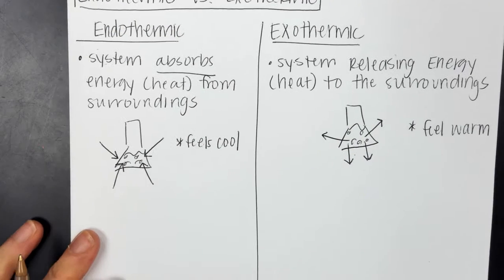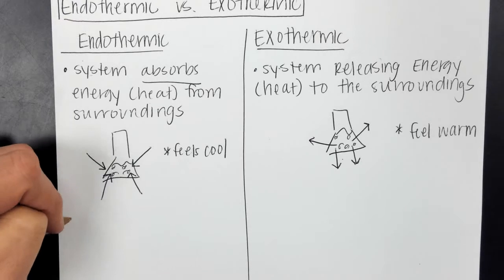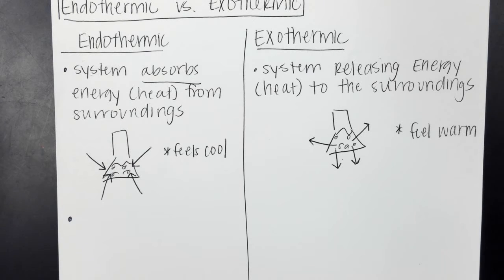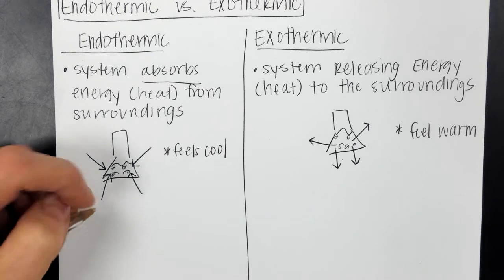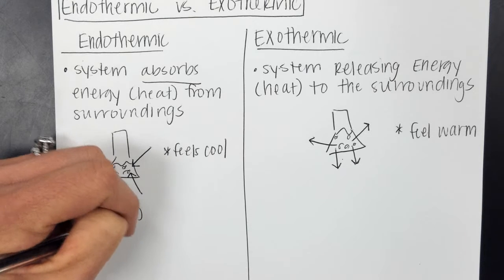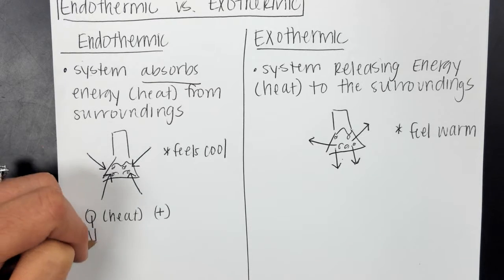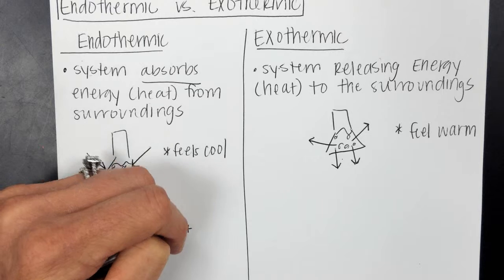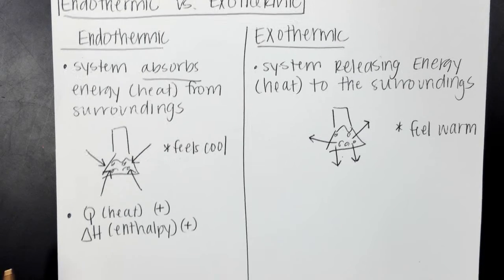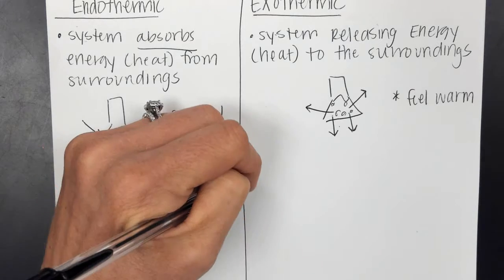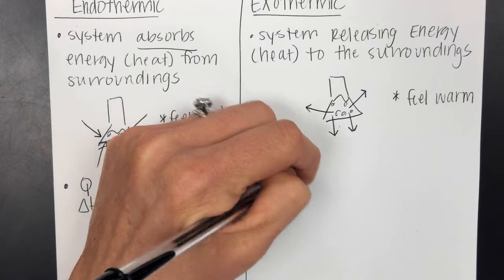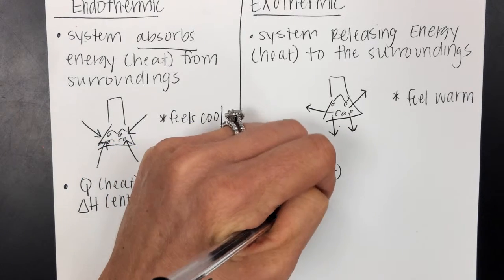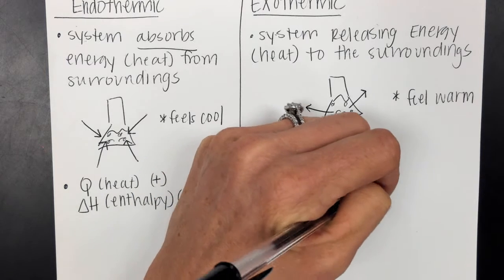Okay? Let's talk for a second about some variables, or what they'll look like in endo and exothermic. For endothermic, your variables are positive. Okay, so Q, which remember was heat, is positive. Delta H, which is enthalpy, which you might have taken a few notes on yesterday, but maybe not, those are positive. Okay, over here, Q, which is heat, is negative, and enthalpy is also negative.